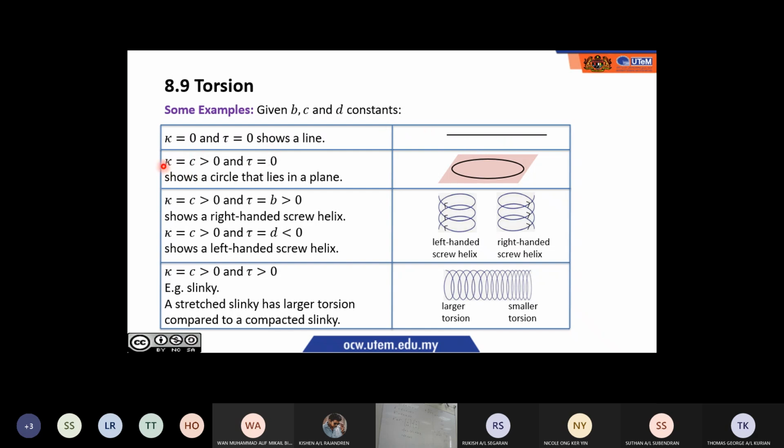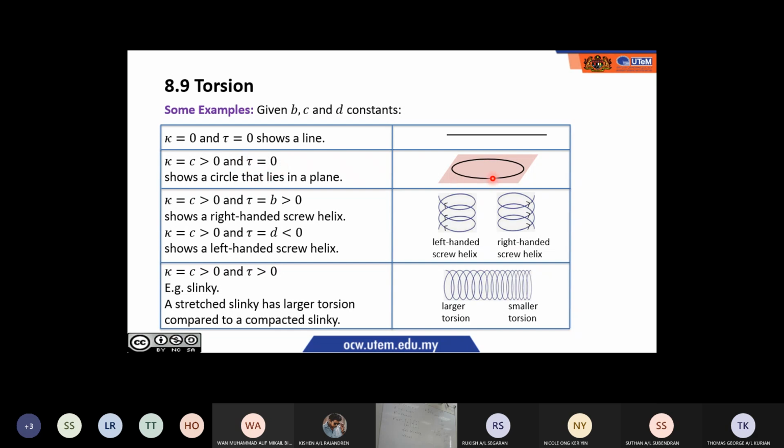For the second case, curvature is a constant. You have to remember this one. There is only one case where your curvature is a constant, that means you have a circle. There is no other curve that has a constant curvature at every point. Only a circle gives you the same curvature at every single point on the curve. So when curvature is a positive constant and at the same time the torsion is 0, that means you have a circle that lies in the plane.